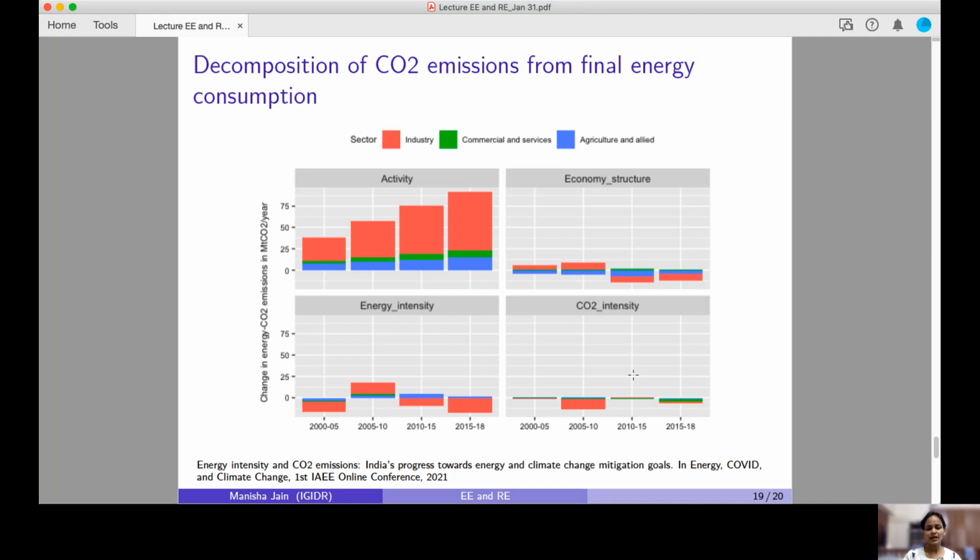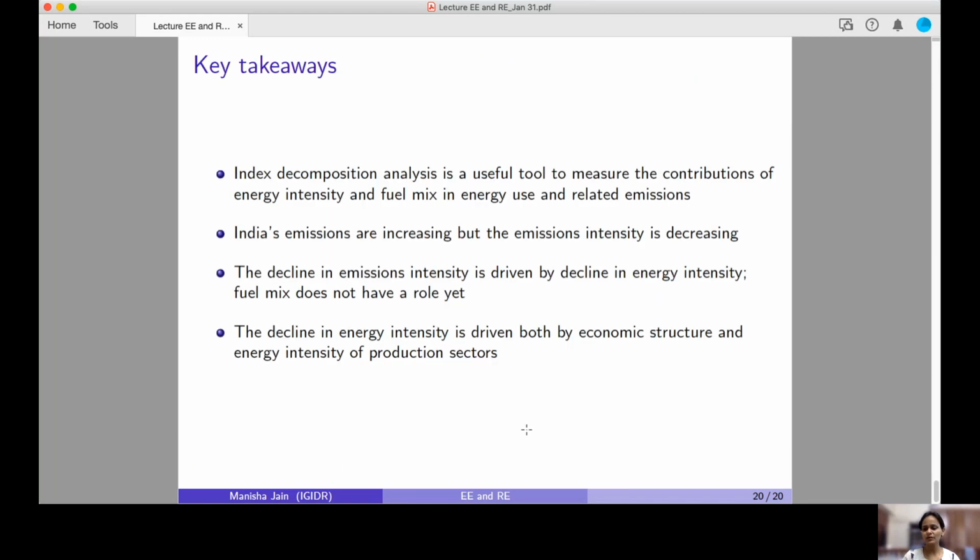All right, so this is about the decomposition results. Very quickly, the key takeaways. Index decomposition analysis is a useful tool to measure the contributions of energy intensity and fuel mix in energy use and related emissions. We were interested in figuring out how energy efficiency and renewable energy are doing to meet our climate goals, and with index decomposition analysis, to some extent, we are able to figure that out.